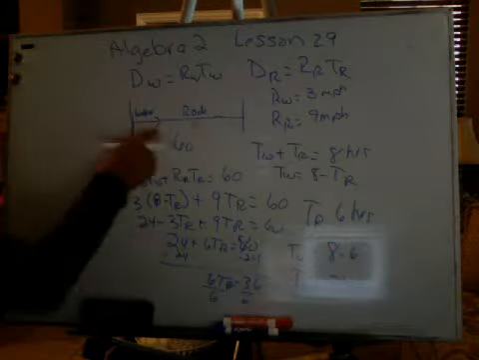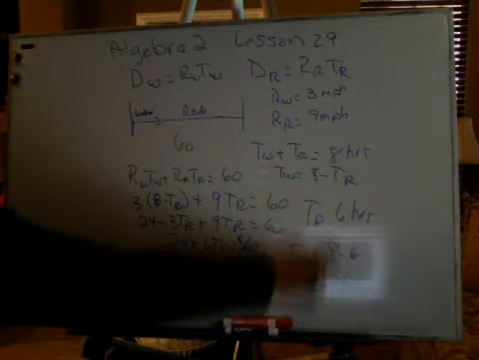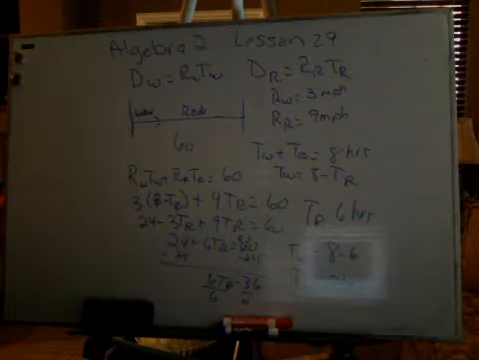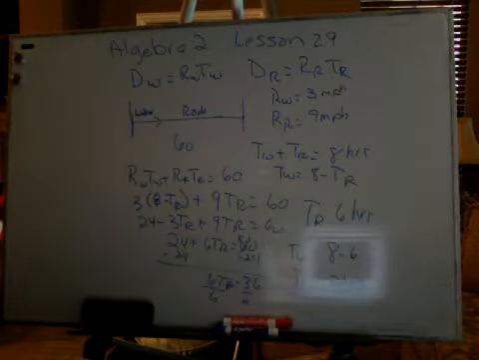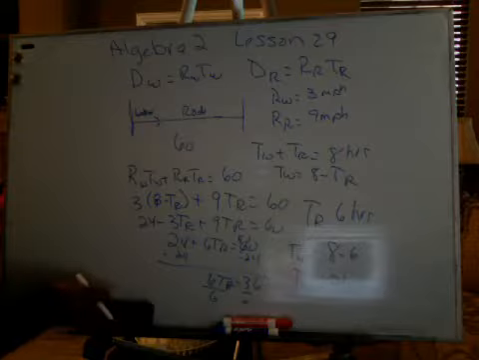We could find the distance he walked and the distance he rode by putting these back into the formula, but they didn't ask us for that, so we are done. We don't need to go any further. So let's look at the next example. Let's look at example 29.2.